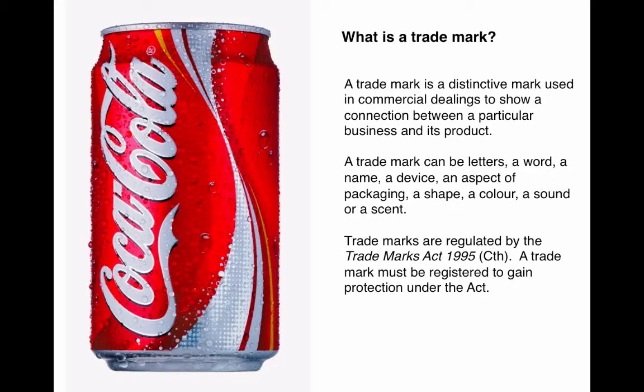Trademarks are regulated in Australia by the Trademarks Act of 1995. In order to gain protection under the legislation, the trademark has to be actually registered. Statutory protection of trademarks is not automatic.